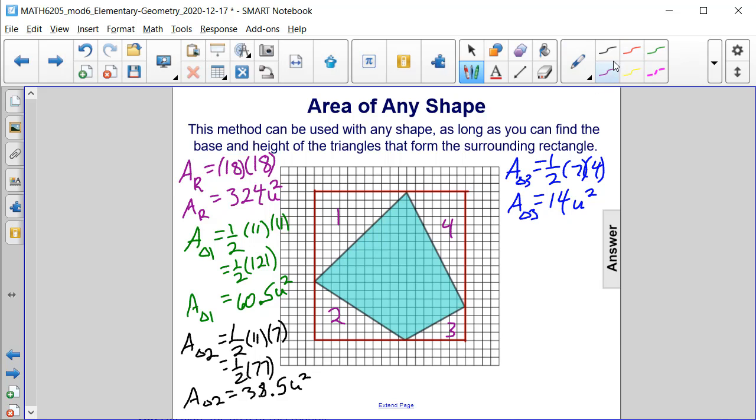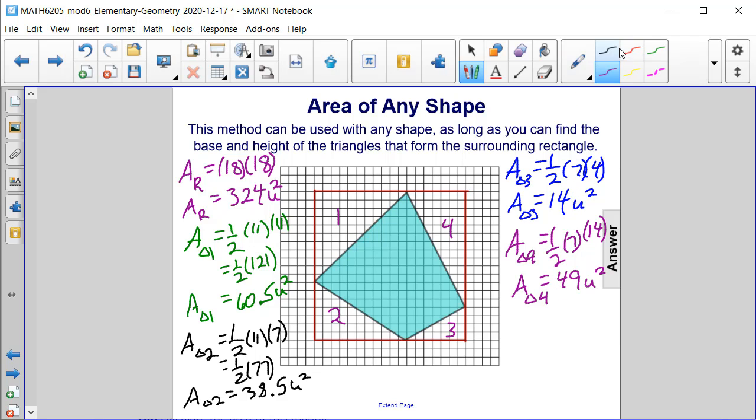And now let's do the area of triangle 4. Okay, triangle 4 has a base of length 1, 2, 3, 4, 5, 6, 7. So that's 1/2 times 7. And then its height is 1, 2, 3, 4, 5, 6, 7, 8, 9, 10, 11, 12, 13, 14. And half of 14 is 7, and 7 times 7 is 49 square units. That's the area of triangle number 4.